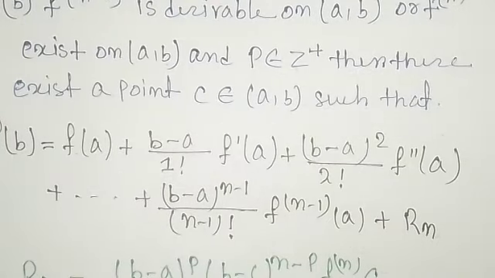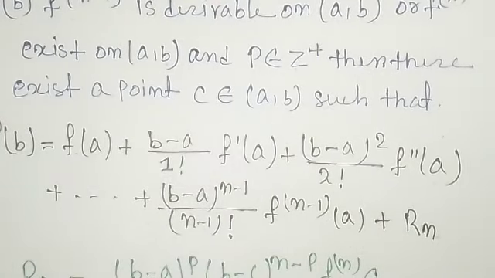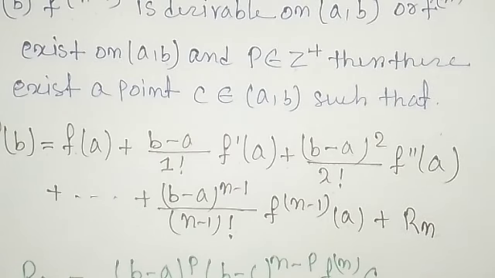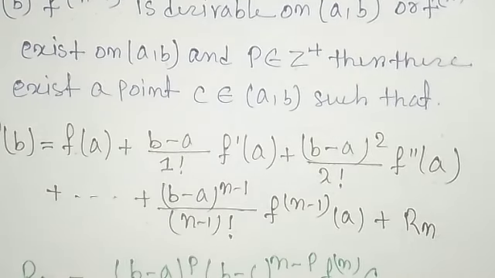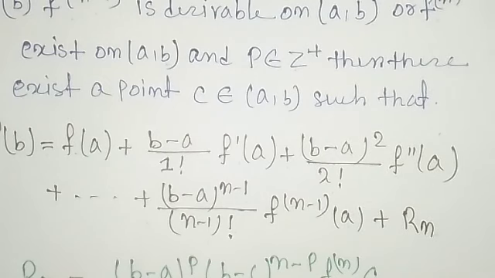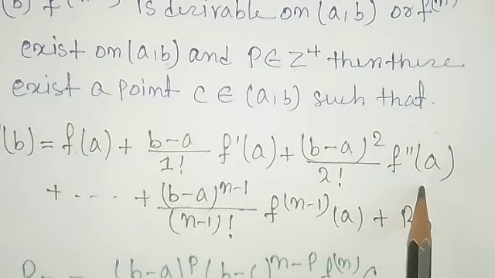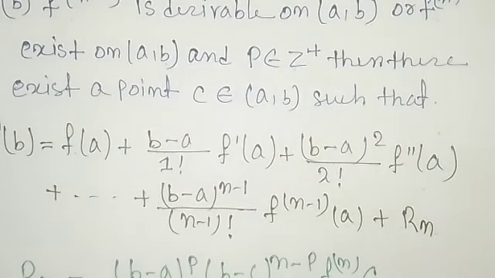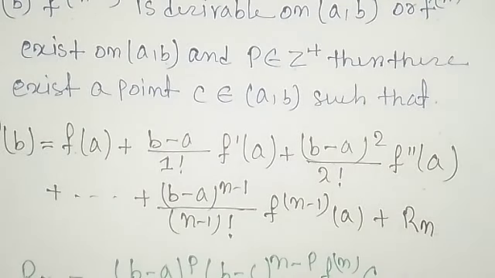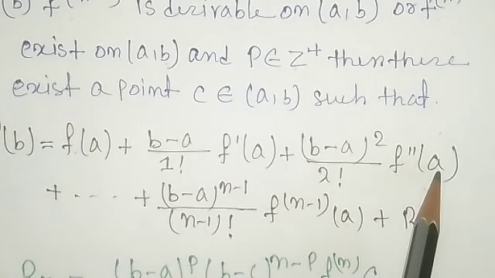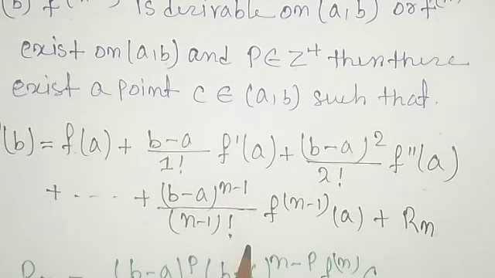If any function is given and you have to verify Taylor's theorem, and they ask you to verify up to 2 steps, then n is equal to 2, which means you have to differentiate twice, so your equation will go up to here. If they ask up to 3 terms, that means n is equal to 3, then you have to differentiate 3 times, that is f triple dash of a. So n minus 1 is that only.